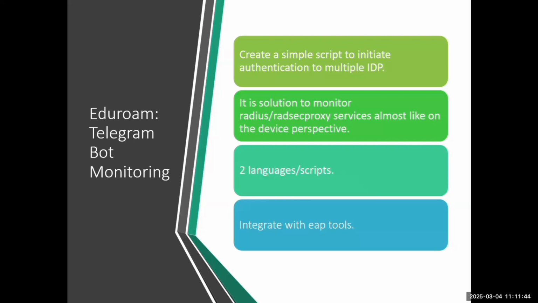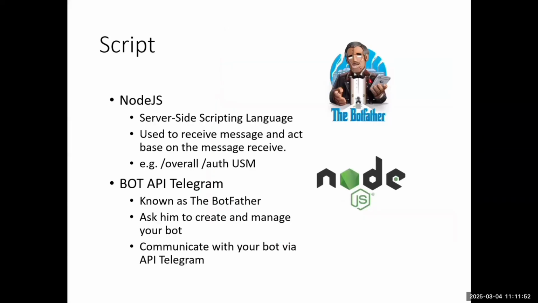It's just a simple script in two languages, Bash and Node.js, and integrated with the EAP tools. Node.js is a server-side language we use to receive messages and act based on the message received. So we can give a command from our Telegram. Then we use the Telegram bot API, known as the BotFather. Ask him to create and manage your bot, and communicate with the bot via the Telegram API.